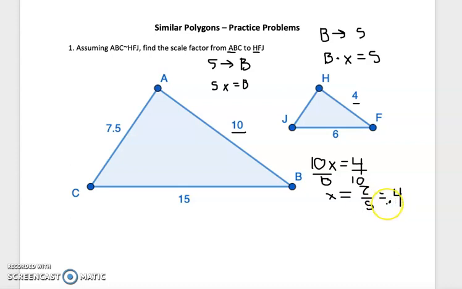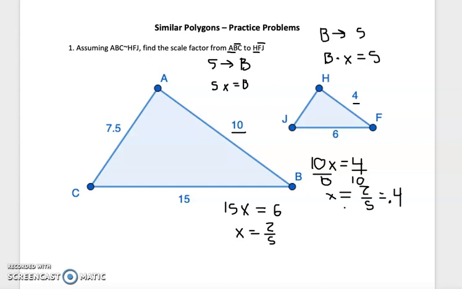Those would be equivalent. Now we could have used a different set of corresponding sides. If we had used BC and FJ, we can see from the order that those two are corresponding, it would have been 15x, because 15 is from our big shape, equals 6, because that's from our small shape. Again, we divide both sides by 15, which gets us 6 over 15, which is the same as 2 over 5 because they're both divisible by 3, which again is 0.4. This shows us that regardless of which of the corresponding sides we use, it always gives us the same value.